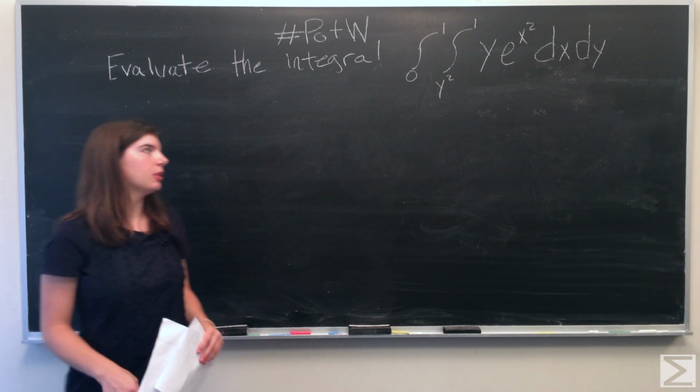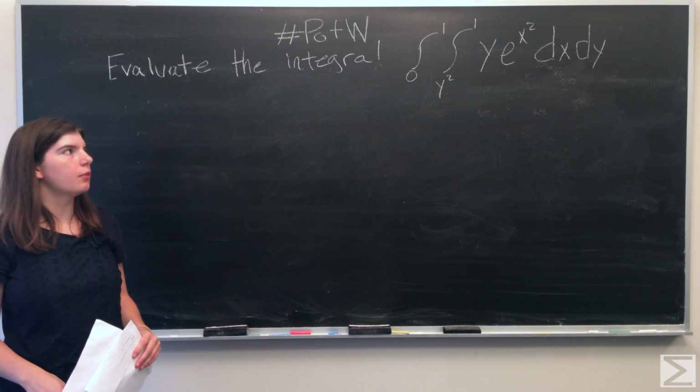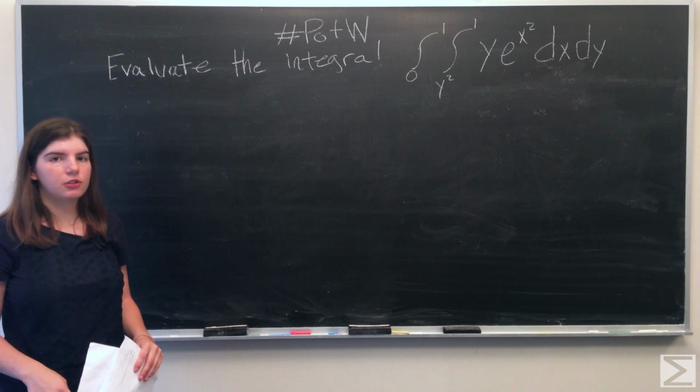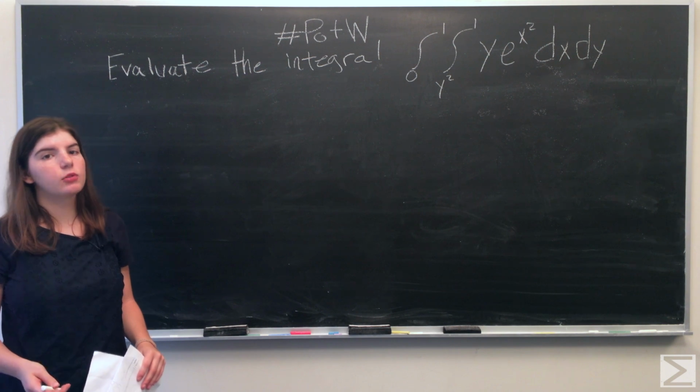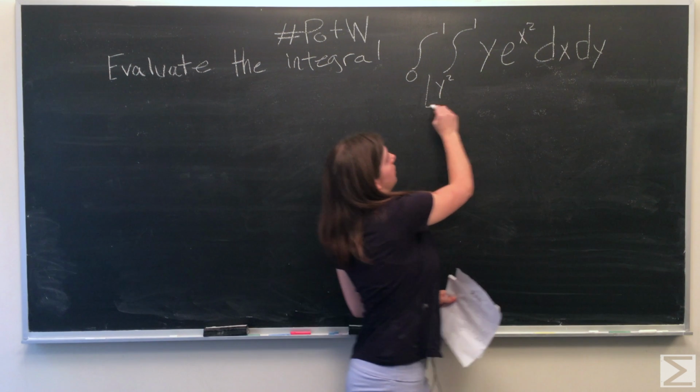This week our problem is: evaluate the integral from 0 to 1 and from y squared to 1 of y e to the x squared dx dy. This is a double integral, and with double integrals we evaluate from the inside out. We evaluate the innermost integral first, which would be this.